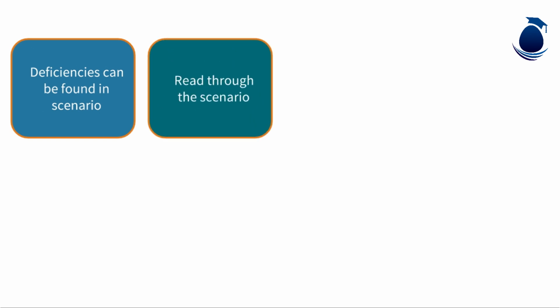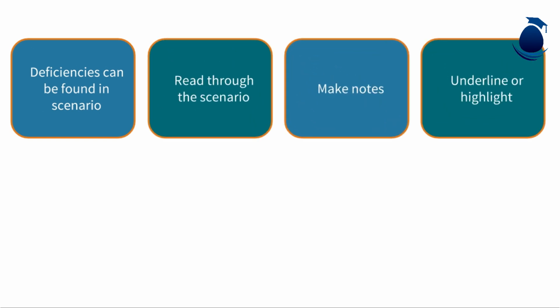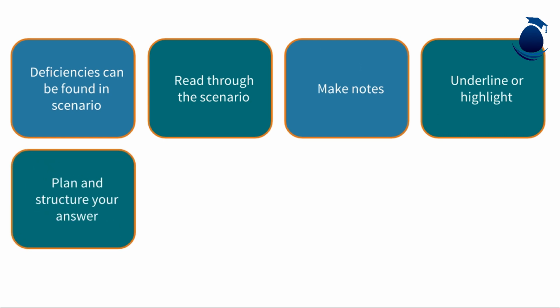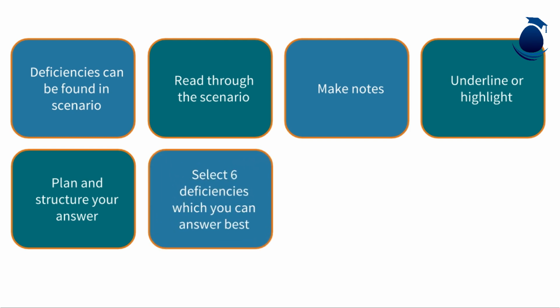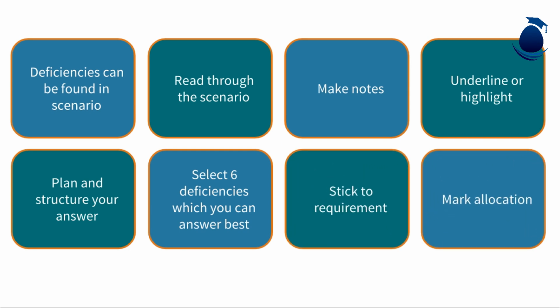As you read through the scenario, make notes, underline or highlight parts of the text that relate to deficiencies. This way you are already planning and structuring your answer, which will help with time management. The key is to find as many deficiencies as possible, and then select the 6 you feel you can answer the best. There are usually more than what is needed within the scenario, so be careful to stick to the requirement, marking allocation, and keep an eye on the time.